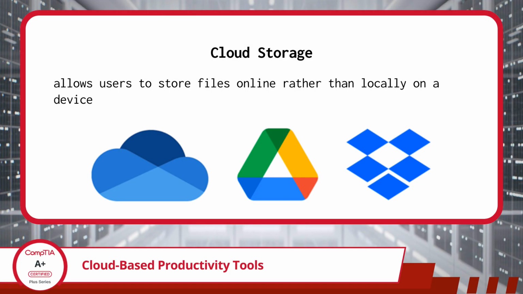Next is cloud storage, which allows users to store files online rather than locally on a device. This provides flexibility, as users can access their files from multiple devices as long as they have an internet connection. A key concept here is synchronization, often abbreviated as sync. Syncing ensures that files stored in the cloud are automatically updated across all connected devices. For example, if you update a document on your laptop, that same updated version will appear on your desktop or mobile device without needing to manually transfer it.